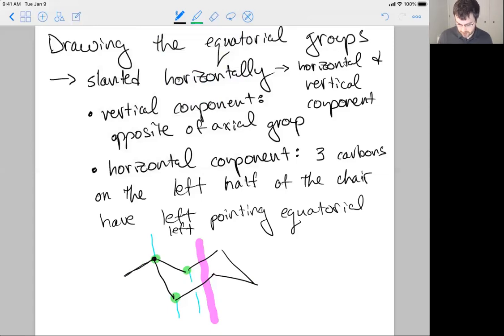So I'm just going to draw a slant this way. Now over here, and similarly over here, we're going to have slants that are pointing upwards because our axial groups are down. We're always opposite of the axial groups. So we're going to be up and to the left, up and to the left, up and to the left. Okay, so the black is what we want to pay attention to.